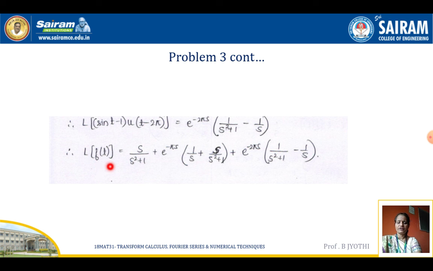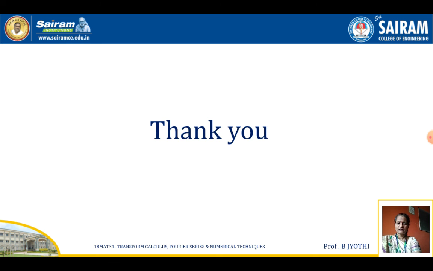So L of f of t, finally what we are getting is s divided by s square plus 1 plus e power minus pi s into 1 by s plus s by s square plus 1 plus e power minus 2 pi s into 1 by s square plus 1 minus 1 by s. This is the result we are getting.